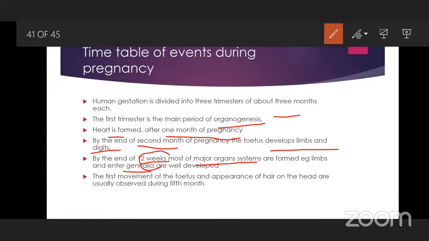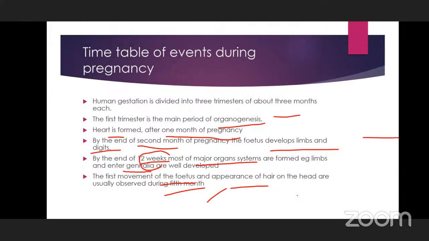The first movement of the fetus and the appearance of hair on the head are usually observed during the 5th month. So it can vary as well. That is, the first movement, when the fetus starts to move inside the mother's womb, will be observed during the 5th month, and the development of hair follicles on the body also starts in the 5th month.